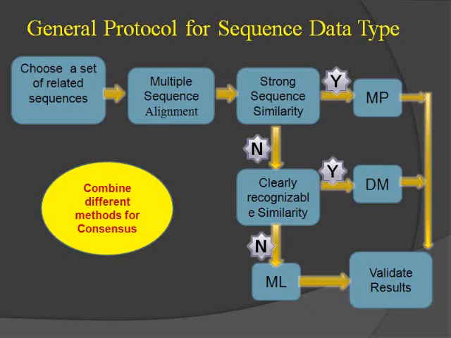But when the similarity is below 60% and above 25%, then don't rely on MP, the maximum parsimony method; at that time use the distance matrix method and maximum likelihood. And if highly distantly related sequences are there, having less than 25 or 30% similarity, then always the maximum likelihood method is the best one.